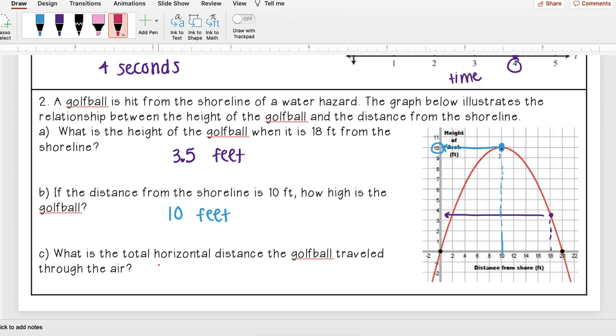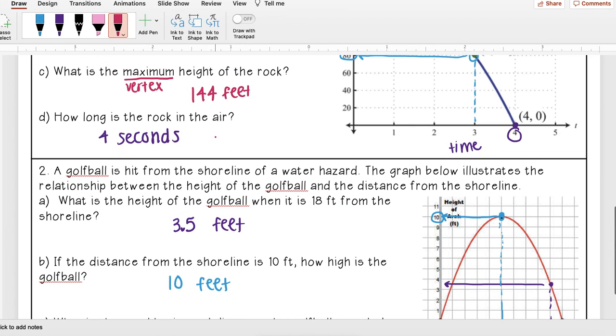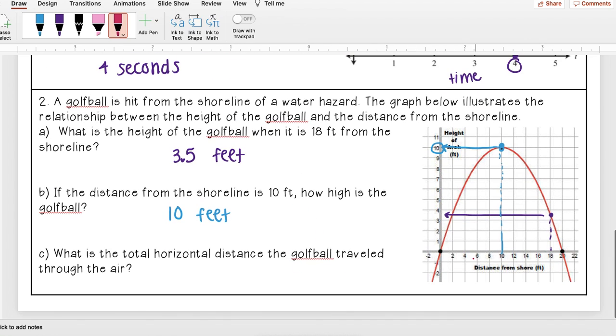Last question says, what is the total horizontal distance the golf ball traveled through the air? So I want to know, how far did this golf ball end up being hit? And so that's really similar to this last question here of how long it's in the air. I want to see how far it traveled, and that's going to be at the very end of my graph here, and I see that's at 20 feet.